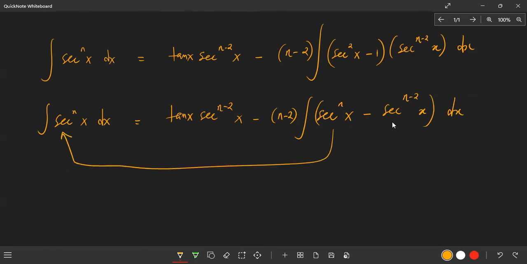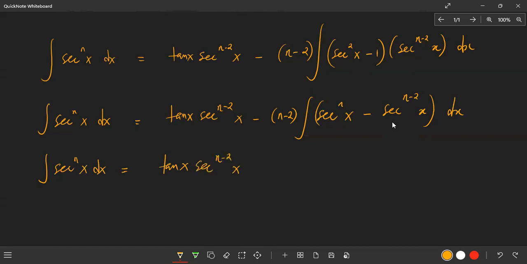So you have to make sec^n x the subject of the formula. That's the next step now, because remember that we are trying to integrate sec^n x. Okay, so let us manipulate this a little bit. So the integral of sec^n x dx is equal to tan x sec^(n-2) x minus, here I'm going to distribute these integrals.